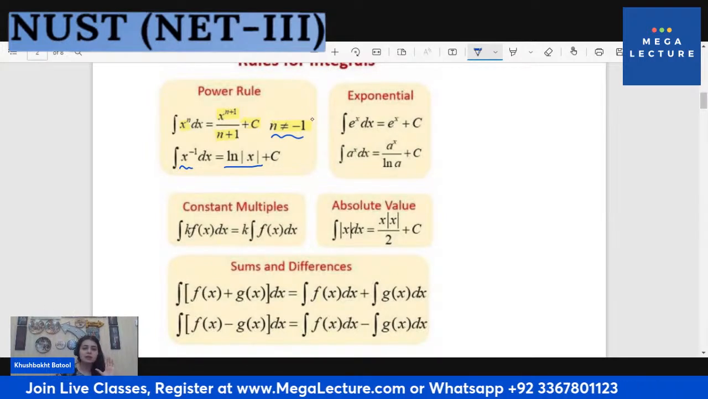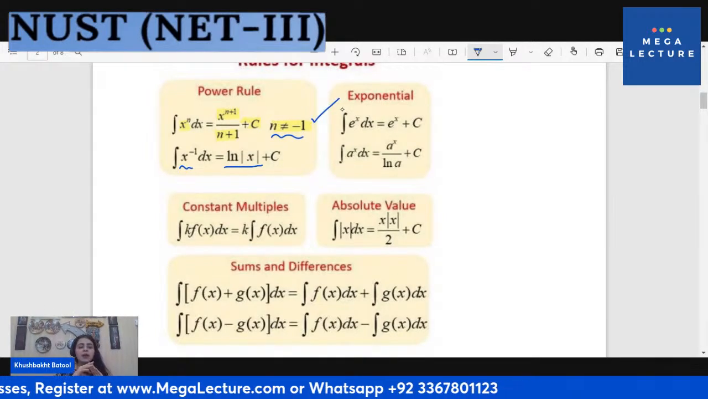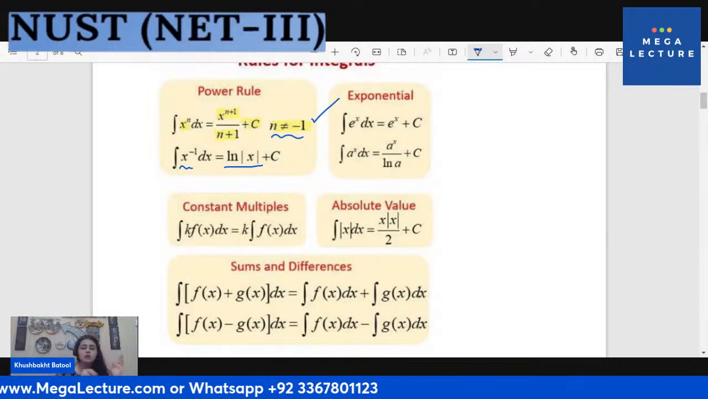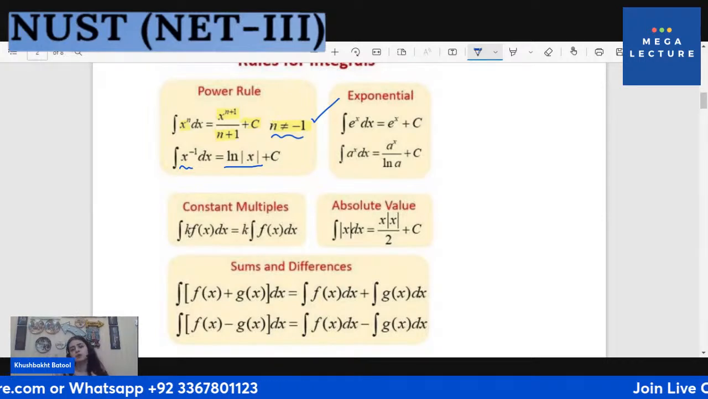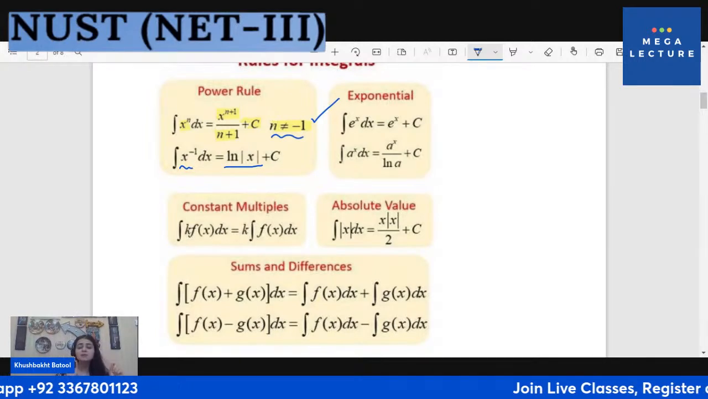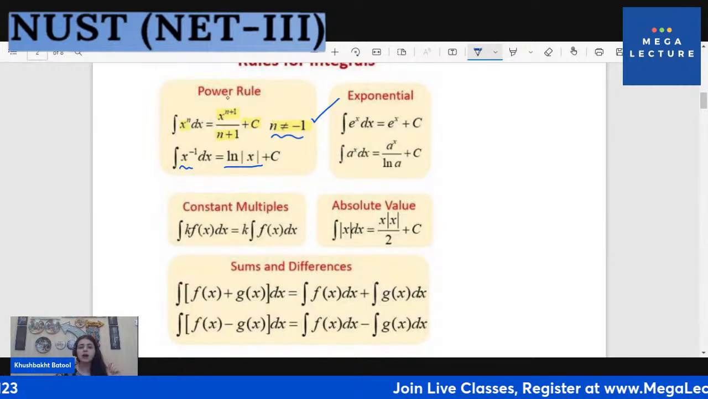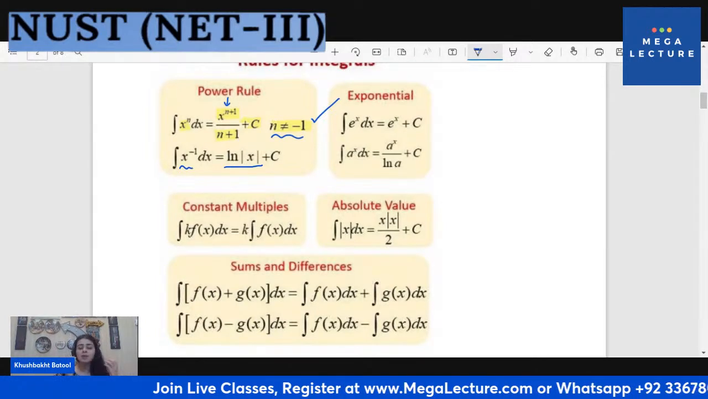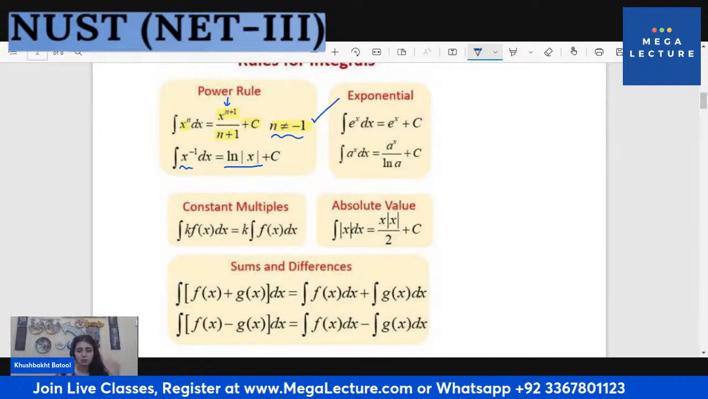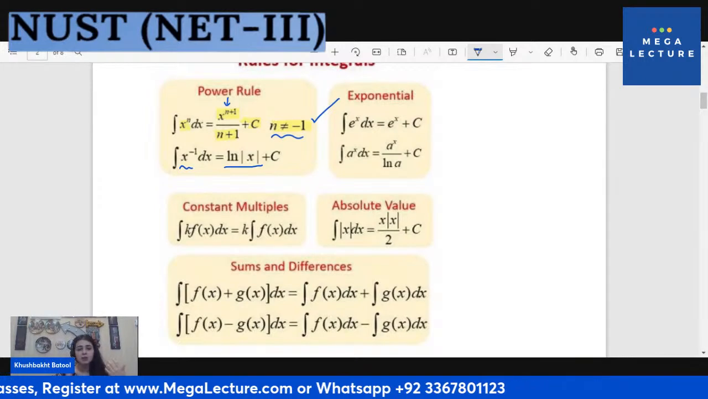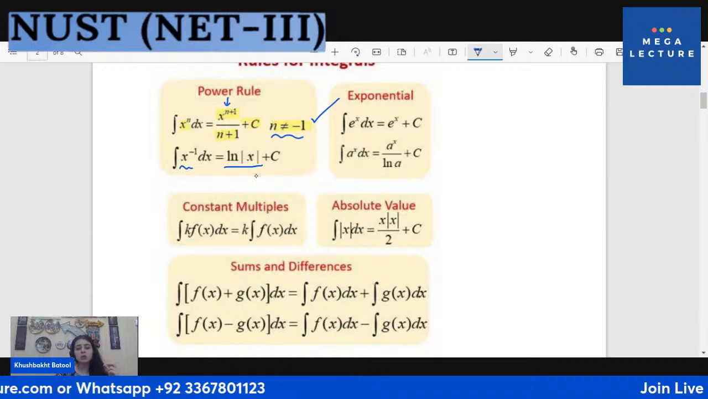Always remember, this rule would be valid for any value of n: 2, 3, 4, 5, minus 2, minus 3, minus 4, and so on. But if your n is minus 1, minus 1 plus 1 would give you 0, and the variable would be lost through this method. So we have another method of integration. Whenever we have x to the power minus 1, we do natural log of x plus c.